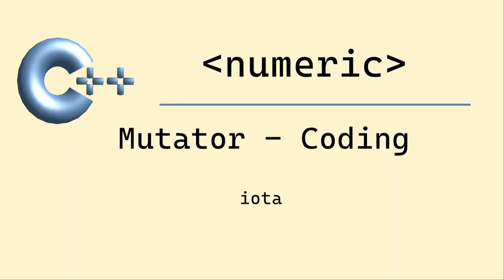Let us learn this algorithm through coding. In the mutator category, I could find only one algorithm called iota. If you know any other mutator algorithm from the numeric library, let me know in your comments. I will really appreciate that.